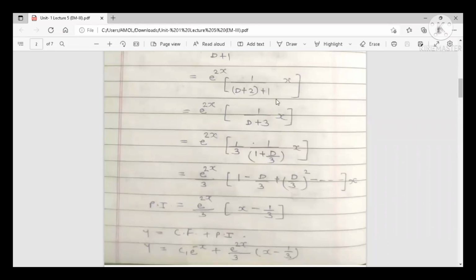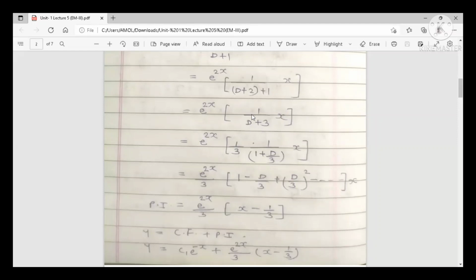Now solve for v. Here v is x, a linear function. So you know how to solve for a linear function using case 4. Case 4 is f of x equal to x raised to m. So using that case 4, you can solve this bracket term now.